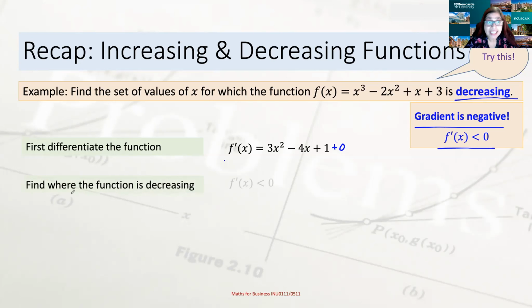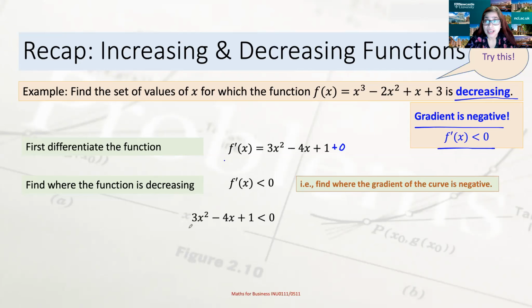We have to find where the function is decreasing now. That is, we have this condition where the gradient of the curve is negative. So we have 3x squared minus 4x plus 1 is less than 0. And you know that this is in the form of quadratics, isn't it? It's a quadratic inequality here now. So you can factorize it and find the value of x where the gradient is going to be less than 0. So you're going to factorize that.